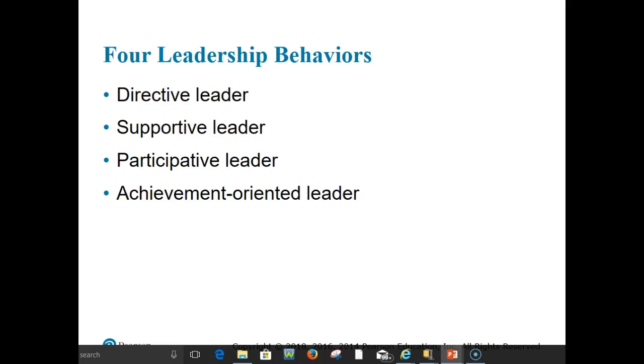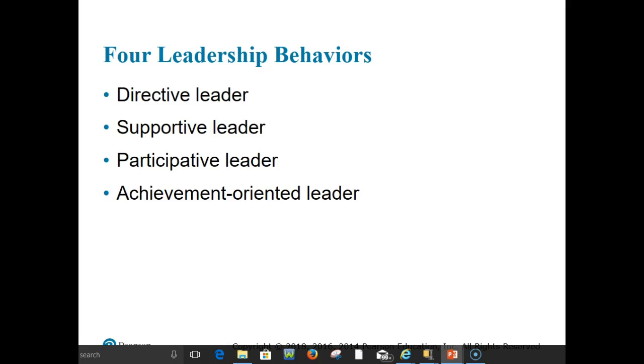Next is the supportive leader. This person shows concern for the needs of followers and is friendly. Next, you have the participative leader. This person consults with group members and uses their suggestions before making a decision. Then you have the achievement-oriented leader. This person sets challenging goals and expects followers to perform at their highest level.